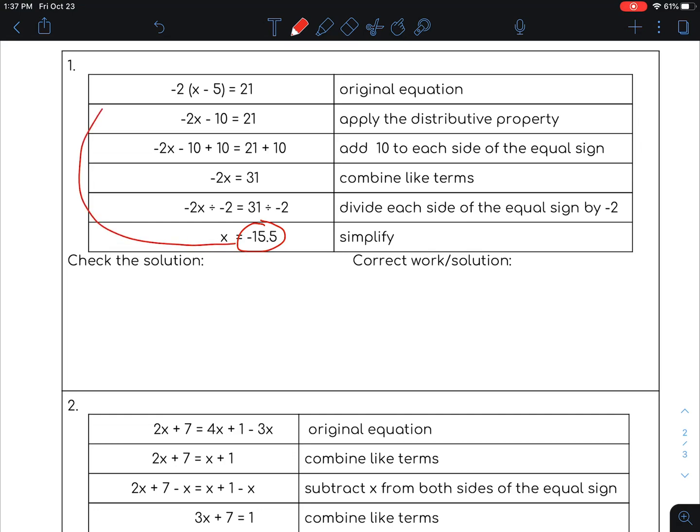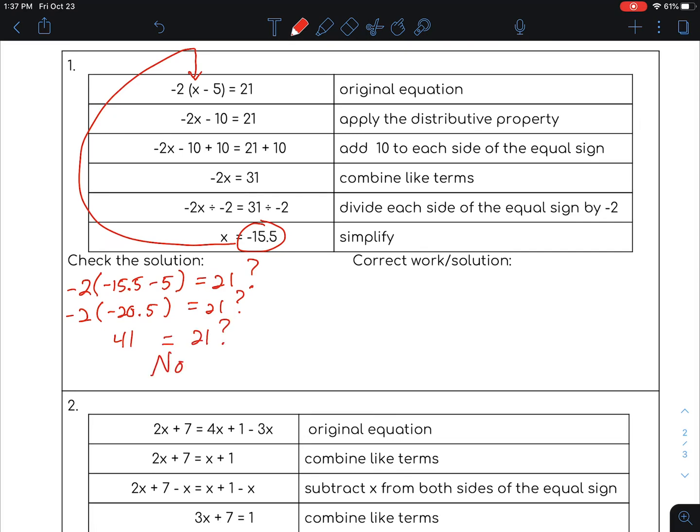So to know if it is correct, let's put it back in. Let's substitute it back in for x in the equation. So negative 2 times negative 15.5 minus 5, does that equal 21? So this would be negative 2 times negative 20.5. Does that equal 21? Looks like probably not, because negative 2 times negative 20.5 will be positive 41. Does 41 equal 21? No. So that is not a solution.